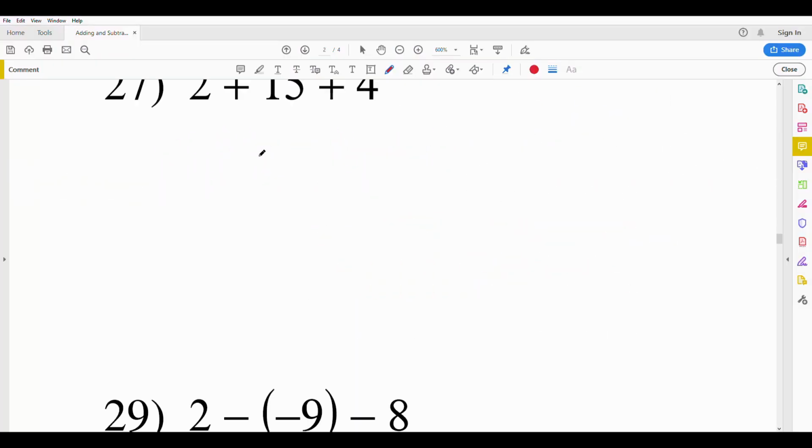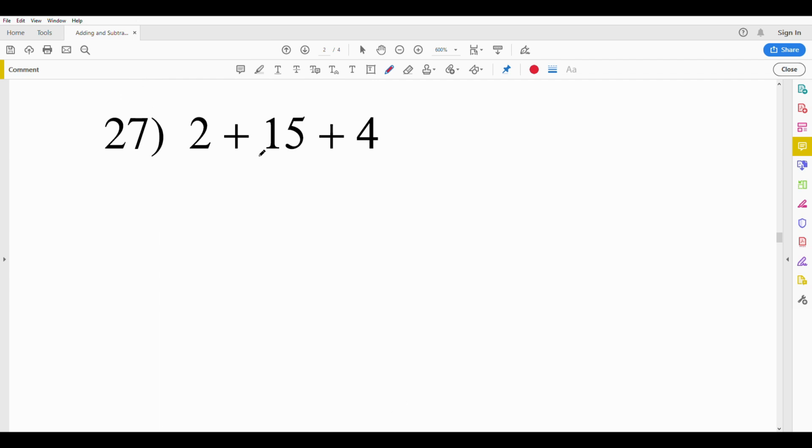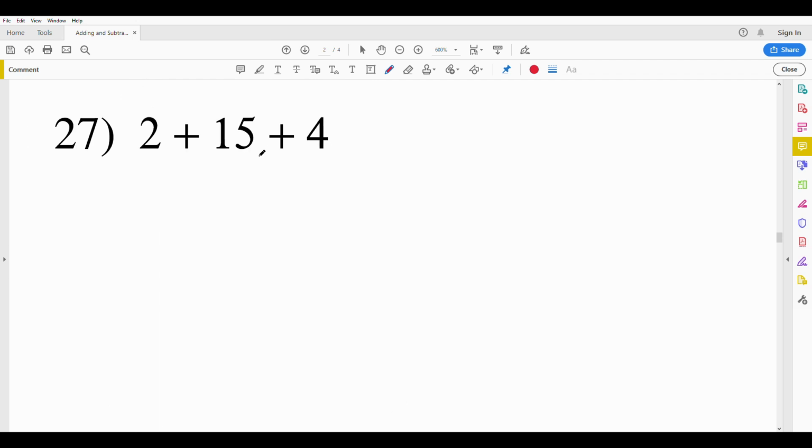And 27, as opposed to adding or subtracting two numbers, we now have 3. Remember, addition is commutative, so the way in which we add doesn't matter. So we can do 2 plus 15 and then add 4. We could do 15 plus 4 and then add 2. Or we could do 2 plus 4 and then add 15. I like to move left to right.